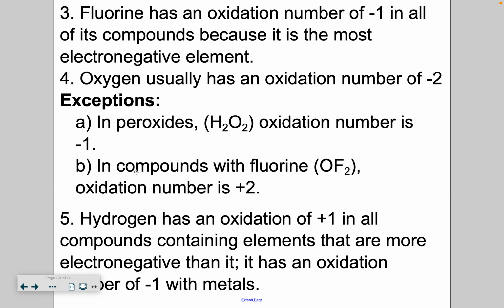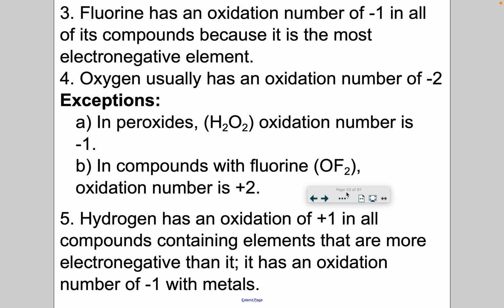And the second exception is when it's bound with fluorine. So fluorine, like in OF2, has a -1 charge, right? But I have two of them for a -2, so then the oxygen has to be +2. So those are the exceptions for oxygen.